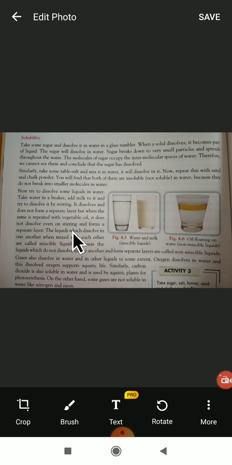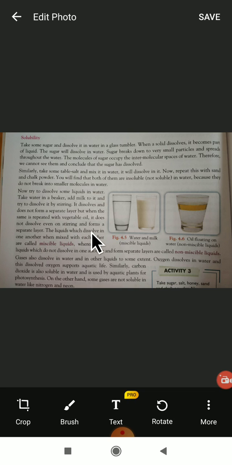In the same way that water and milk dissolve, oil and water will not get dissolved. They will form a separate layer there. See, it does not dissolve even on stirring. You continuously stir, it will not dissolve. At last what will it form? A separate layer. That is what they are telling here. They form a separate layer.